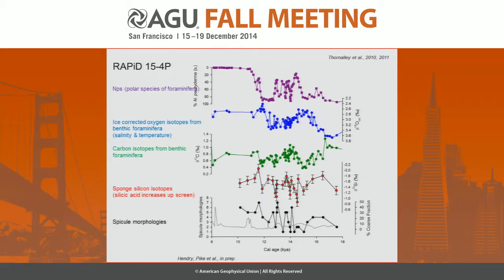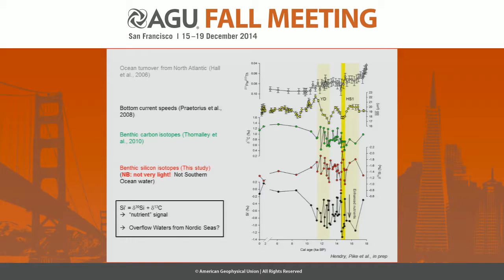And just to make things a bit simpler, essentially what I'll just try and convince you quickly is that these two cores very much reflect the same magnitude of changes in silicic acid. So to make things simpler, I've essentially just plotted those two together, assuming that they're the same water mass. And you get something like this. So this is again 0 to 18,000 years with a bit of a gap there.